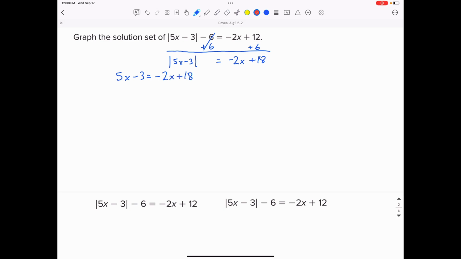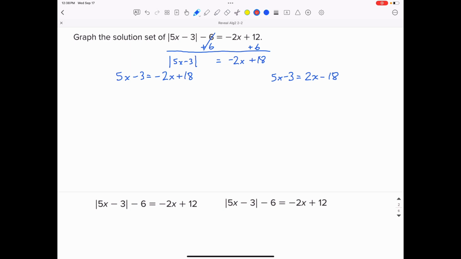And then the other case is 5x minus 3. We're going to set it equal to, change the signs on the second part, so we're going to set it equal to positive 2x minus 18. We're going to solve both of them separately.